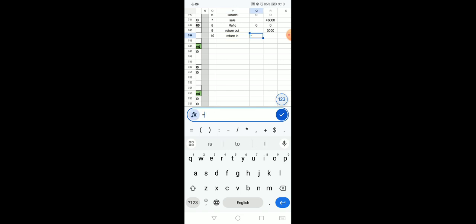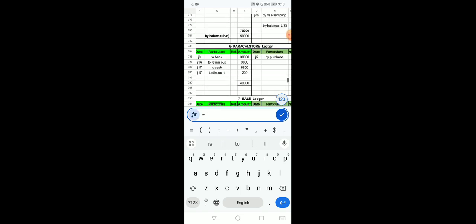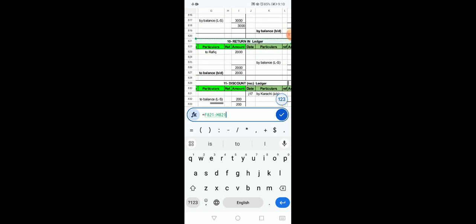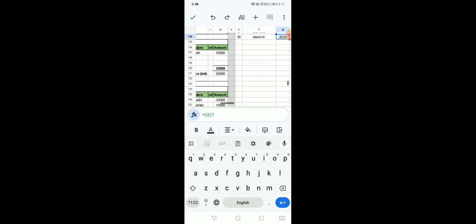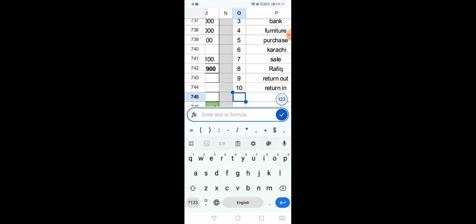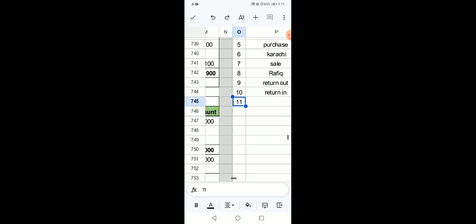And now we will see where this balance is written. This is ledger number 10, return in. Balance is brought down on the debit side. Balance is 2,000. So you will choose the same debit side in trial balance and will write 2,000. Okay. So you have chosen the debit side and written 2,000 in front of return in. Ledger 10 is completed.